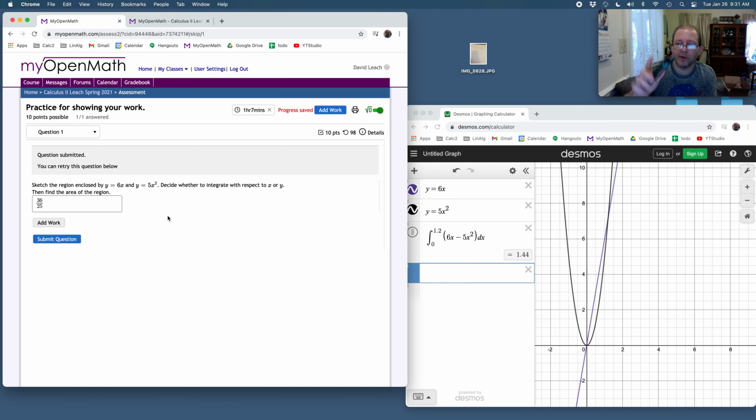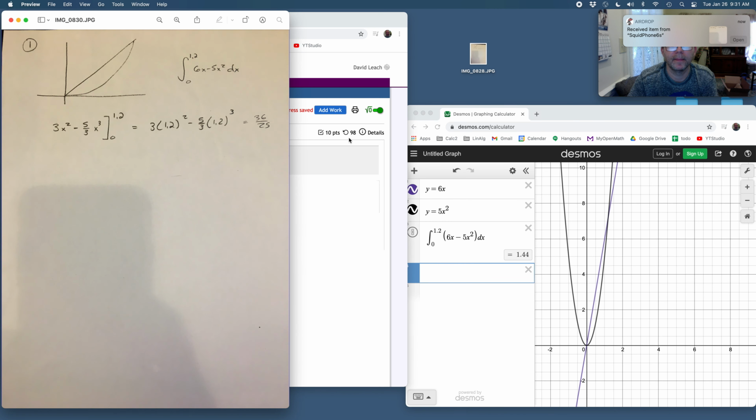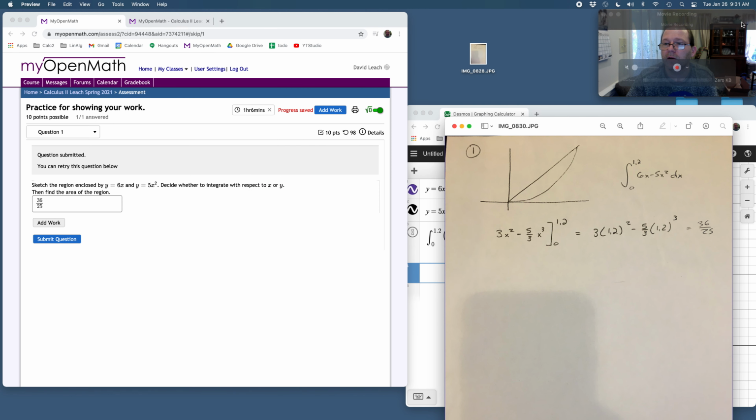Now I'm going to stick that on my computer using AirDrop. You can use whatever is convenient for you. So all right, AirDropped it to my computer. Now I'm going to open it up. Now I could go and crop this down.